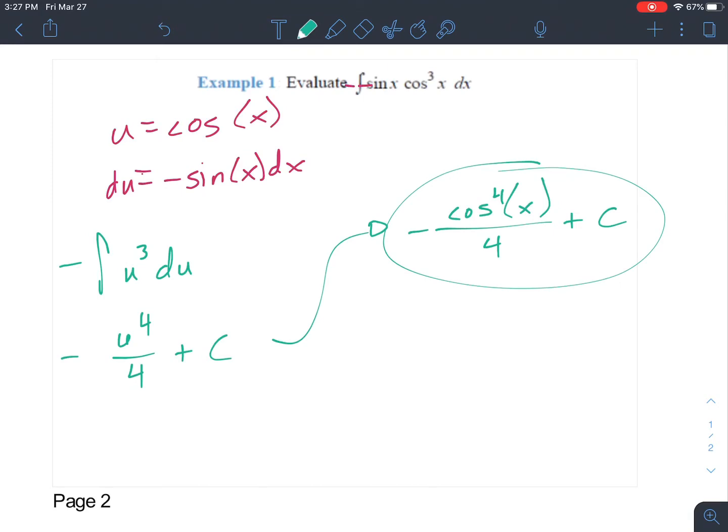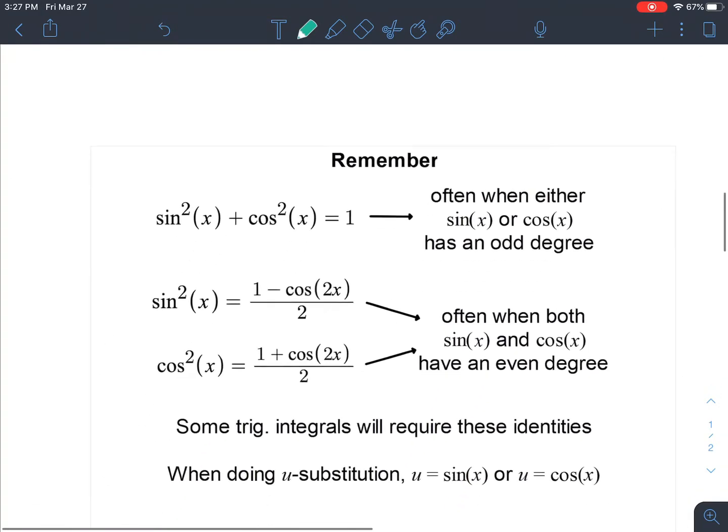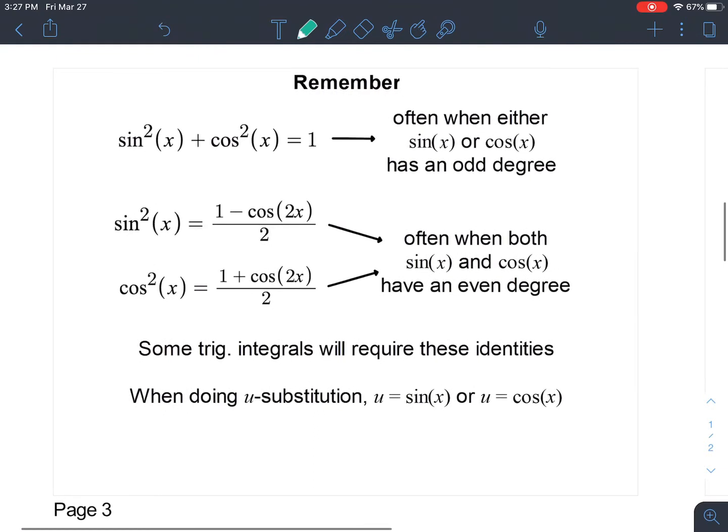But for Calc BC, we're going to have to do some more complicated trig substitutions, and that's going to be here. So what we want to do, we need to remember a couple formulas that we have learned in the past. First one, the Pythagorean identity, sine squared plus cosine squared equals 1. And a hint for you is that you often will use that whenever you happen to see either sine or cosine has an odd degree. And we're going to do a couple examples that will demonstrate how to solve those.